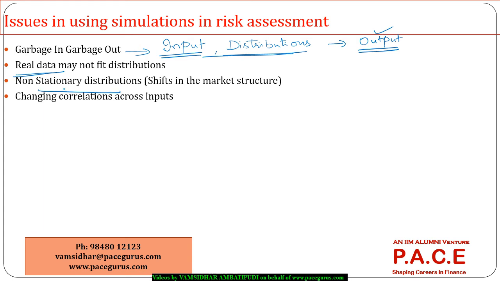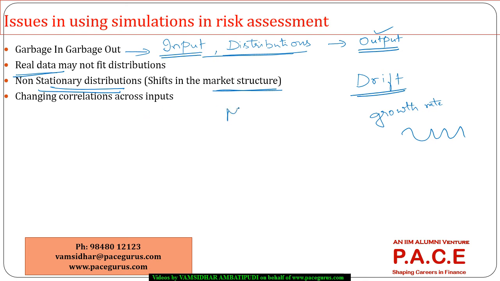In many cases my distributions could be non-stationary in nature, which means there could be a drift component, right? If you look at the stock prices, there could be an average growth rate every year. Apart from the volatility part, there could be a constant growth year over year. So the market structure itself could be shifting either up or down. So those kinds of things, again, how we incorporate into a simulation process would be another challenging part.